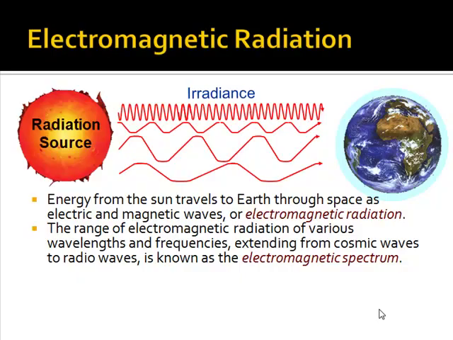To understand remote sensing, we have to understand electromagnetic radiation. Energy from the sun travels to the Earth through space as electric and magnetic waves, or electromagnetic radiation. The range of electromagnetic radiation of various wavelengths and frequencies, extending from cosmic waves to radio waves, is known as the electromagnetic spectrum.